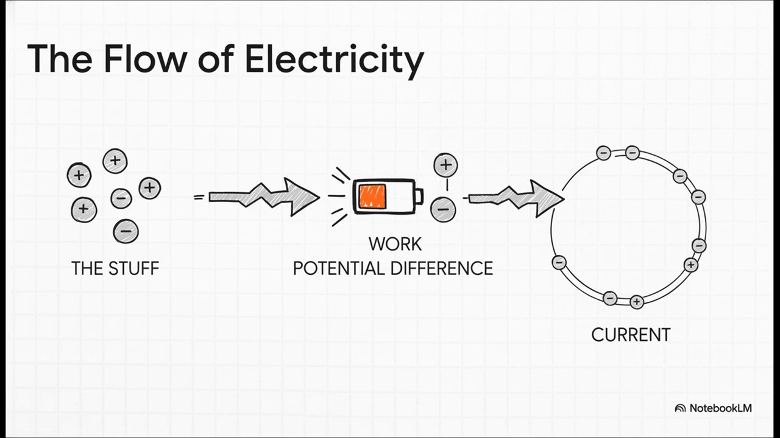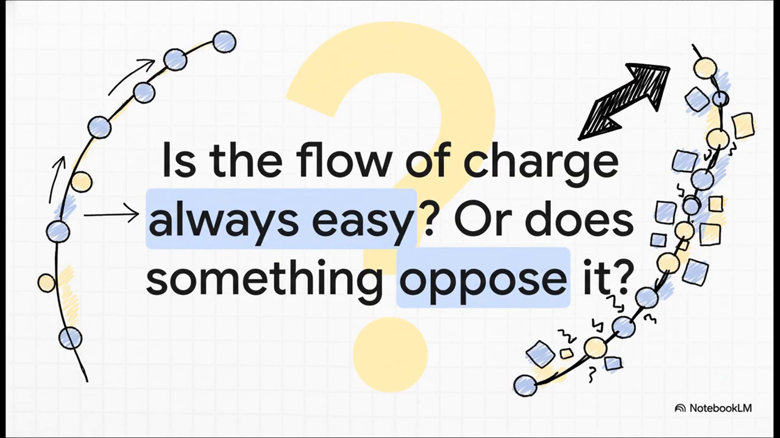But what makes the charge flow? A cell or a battery does work, using its energy, to create a push. This push is the potential difference, and it is this potential difference that makes the current flow around a complete circuit. And this leads us to a final, very interesting question to think about.